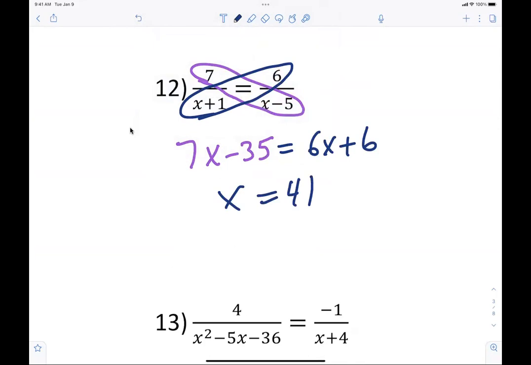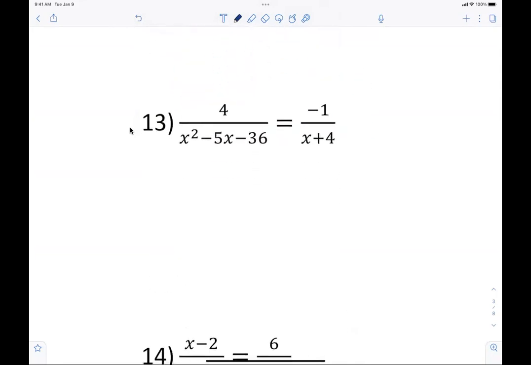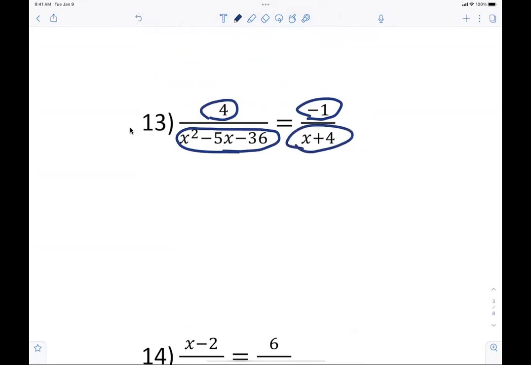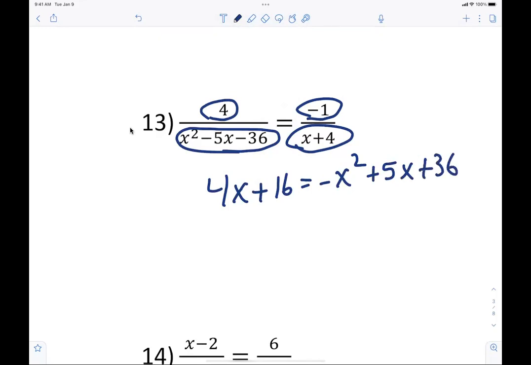All right. Now 13, you have to be real careful with because of this -1. So you're going to multiply -1 times that. You're going to multiply 4 times x plus 4. All right. So we have 4x plus 16 equals -x squared plus 5x plus 36.